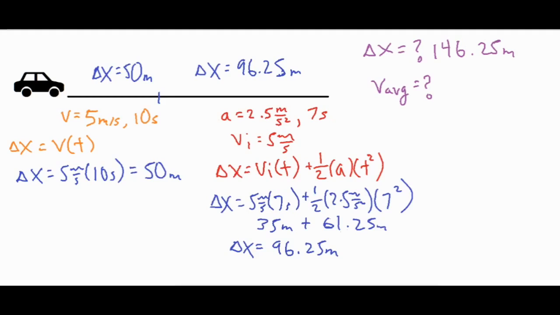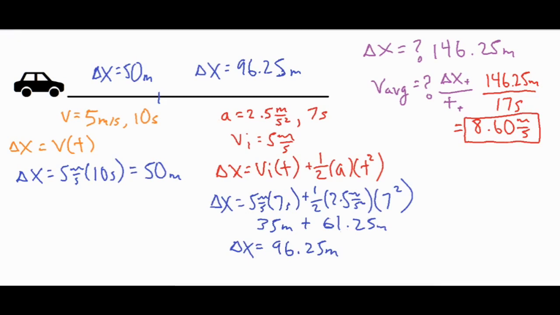Now, anytime you're looking for an average velocity and you have multiple types of motion, the best thing to do would be to take the total displacement divided by the total time. So I'll put little subscripts for the t's. And then when we plug in those numbers, our total delta x we just wrote down is 146.25 meters. And the total time of our entire trip is 10 seconds plus the 7 seconds of the second portion, which equals 17. We divide those two, and that leaves us with an average velocity of 8.60 meters per second for our entire trip.